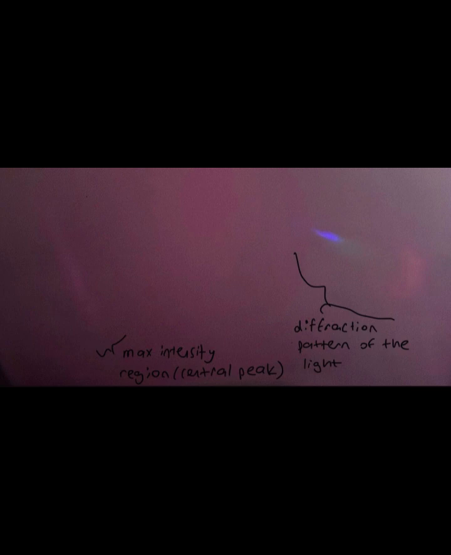There are two shapes on the screen. One is the central white peak as the max intensity region of the white light, and the other is the diffraction pattern consisting of blue, green, and red in a cone-shaped pattern. This can be seen in this picture.